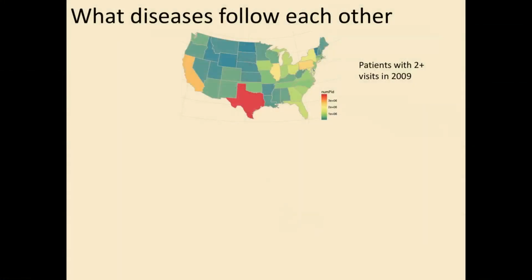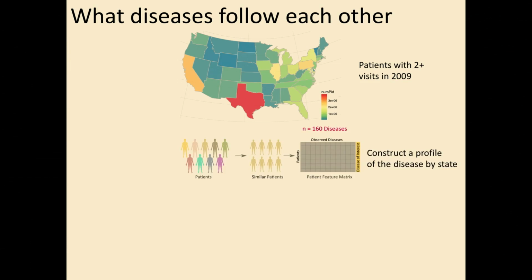Okay. So the other kind of questions we're doing, what doctors should ask but don't, is we're asking what diseases follow each other. And this is based on data from the Truven MarketScan data. It's about 140, 150 million lives over 5 years. And we're looking at patients with 2+ diseases in, say, 2009. And we do this for all 5 years or 7 years we have data for. And across all 50 states, we'll construct a profile of the disease.